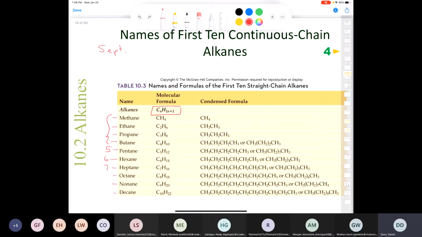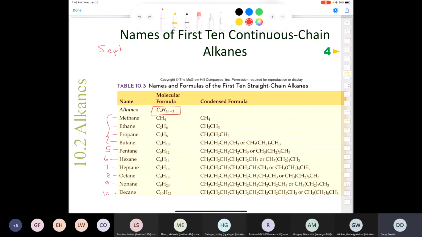Oct, like an octopus or an octagon, has 8 sides. Non kind of sounds like the number 9. And dec, well, everybody knows what a decade is, so that's 10. And so you can kind of use those prefixes to help you remember those. Okay, now, again, you have to memorize methane, ethane, propane, butane, pentane, hexane, heptane, octane, nonane, and decane. You need to know how many carbons, and if you know the generic formula here, then you'll know how many hydrogens are in each one of these hydrocarbons and these straight chain alkanes.